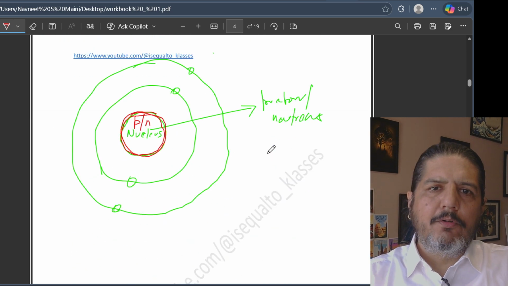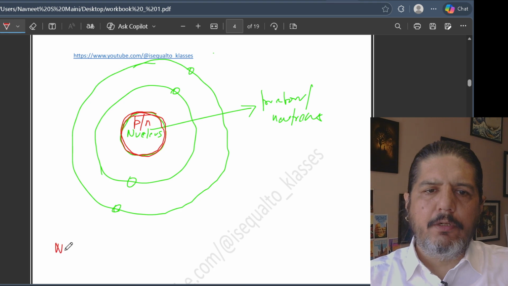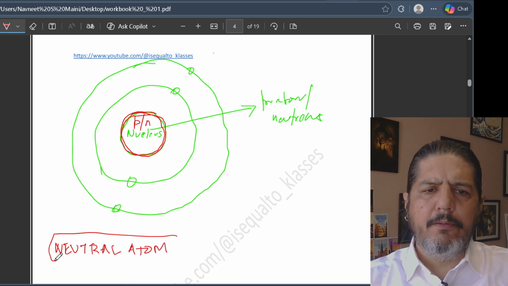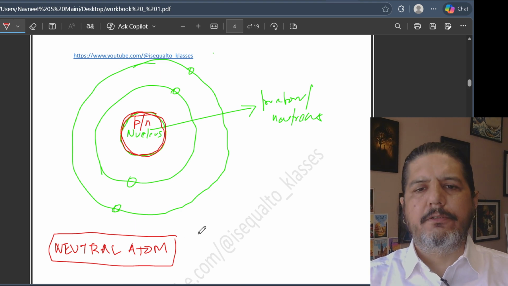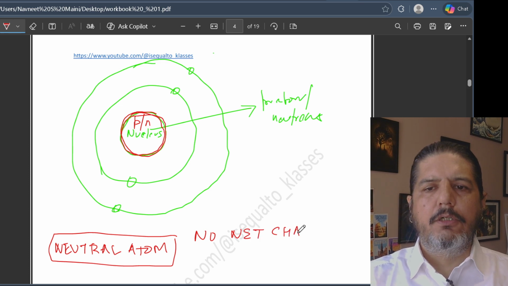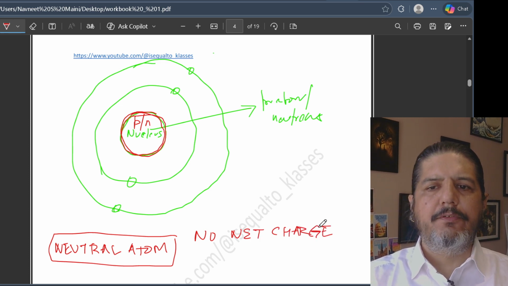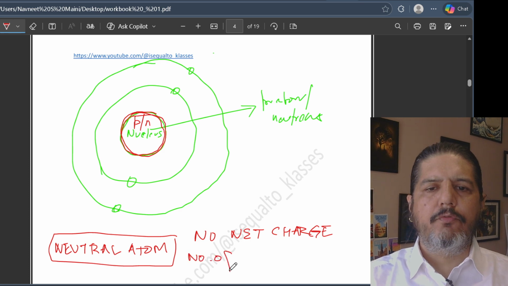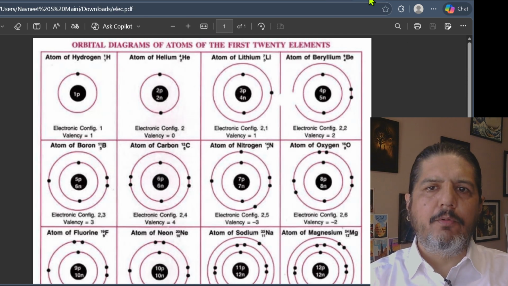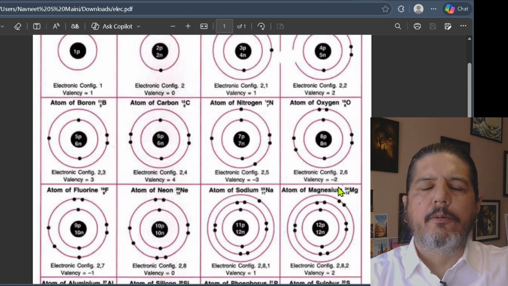So basically, what I'm trying to say is that if I take a neutral atom, what is the meaning of a neutral atom? A neutral atom is something which has no net charge. What this implies is that the number of protons is equal to the number of electrons. So I hope this is making sense till here. If there is any doubt, let me take an example and then I'll explain.